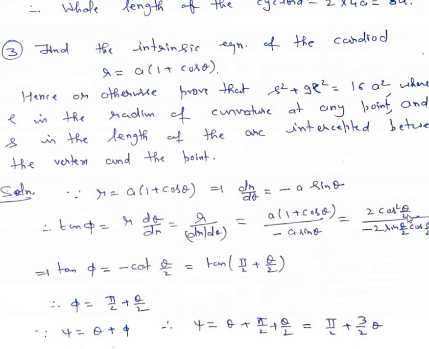1 plus cos theta is 2 cos square theta by 2, sin theta is 2 sin theta by 2 cos theta by 2. So therefore tan phi is equal to minus cot theta by 2, which can be written as tan of pi by 2 plus theta by 2. So therefore phi is equal to pi by 2 plus theta by 2.